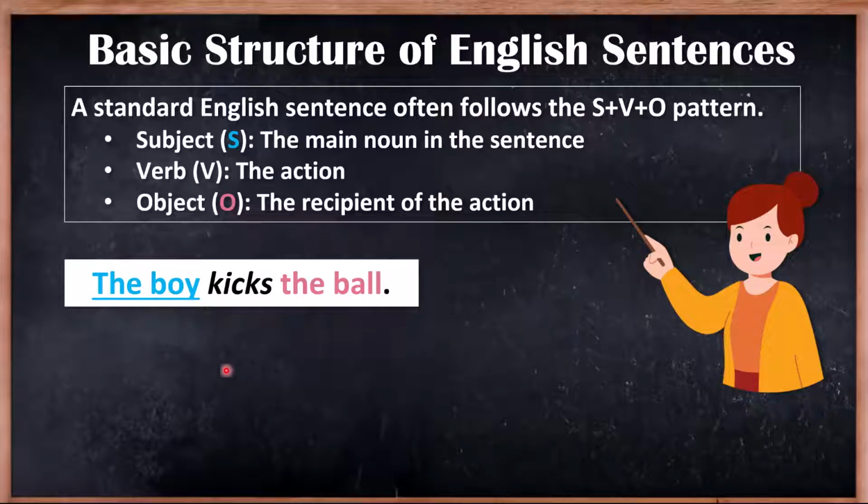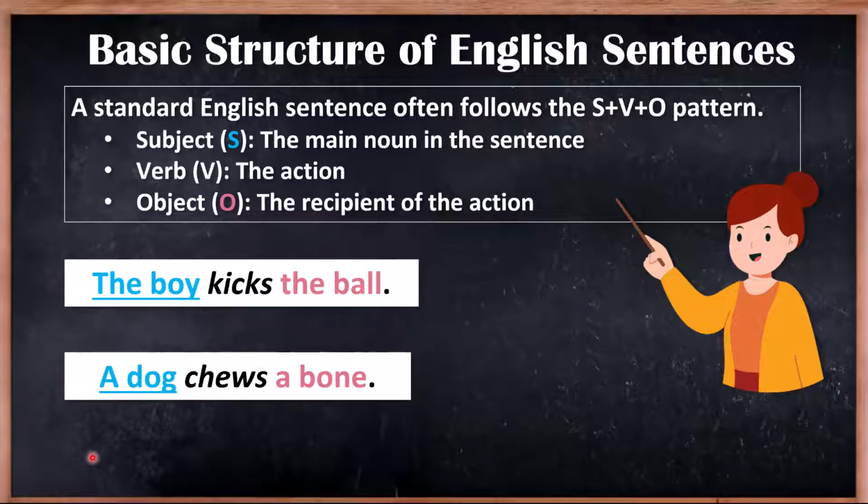So, for example, the boy kicks the ball. The boy is the subject, kicks is the verb, the object is the ball. So we have a singular subject and a singular verb. A dog chews a bone. Again, subject, verb, object. And the verb comes after the subject.